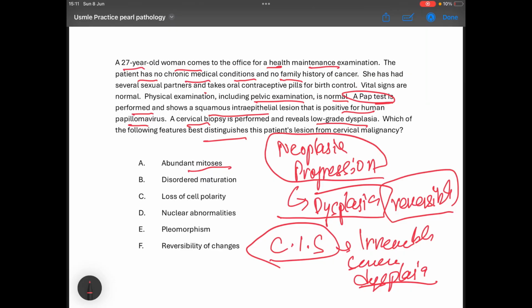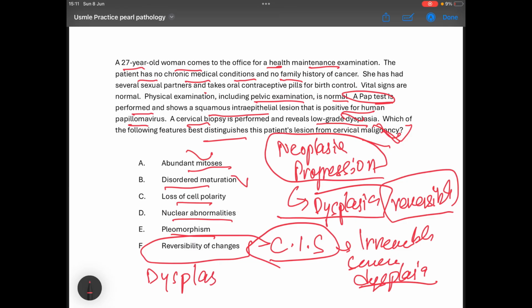Abundant mitosis? Yes, in malignancy there will be abundant mitosis. Disordered maturation? Yes, it has that. Also cell pleomorphism, it has that. Nuclear abnormality, they have pleomorphism. Both have dysplasia, but reversibility of changes differs. If only dysplasia is happening, the right answer is reversibility of changes. Dysplasia is reversible, while carcinoma in situ or invasive carcinoma is irreversible, so in dysplasia the changes are reversible if the stimulus is removed.